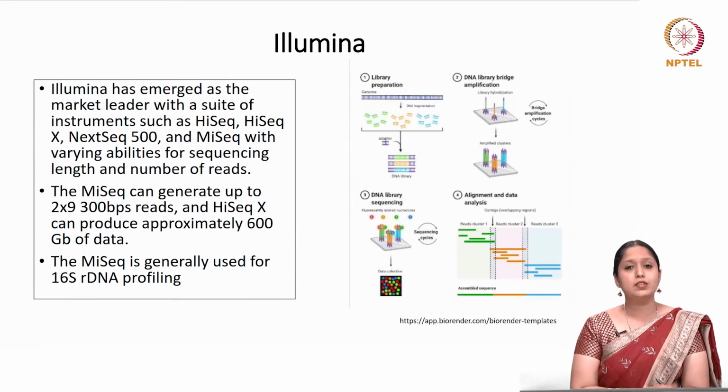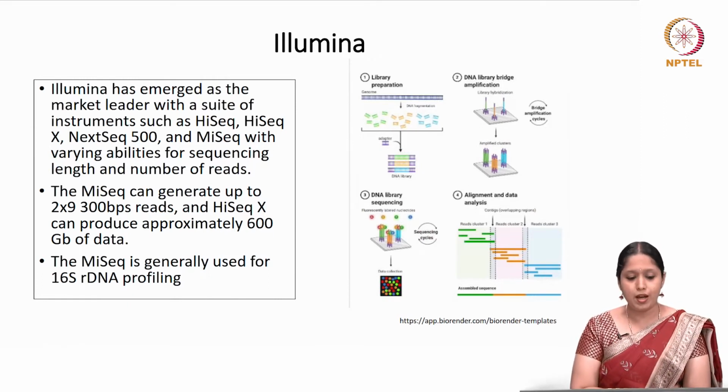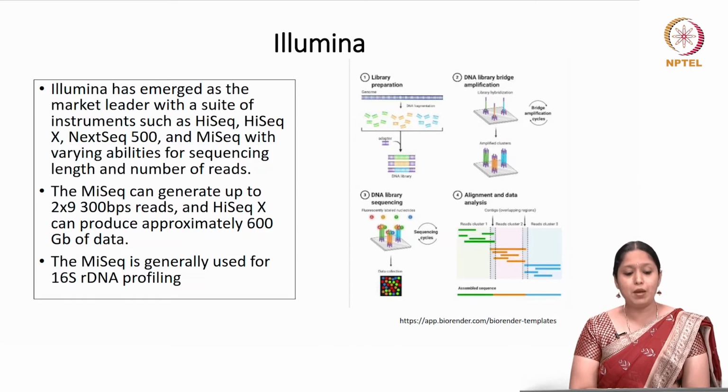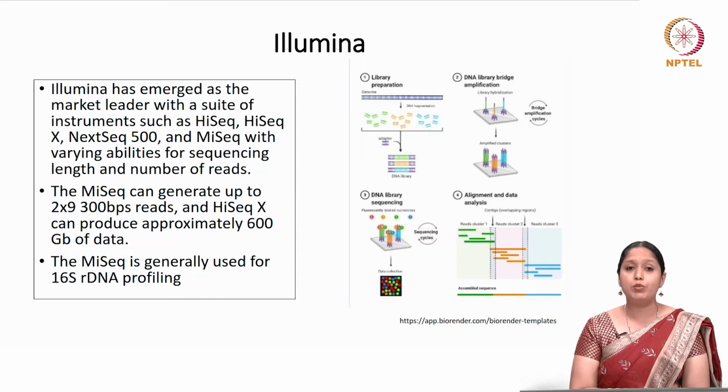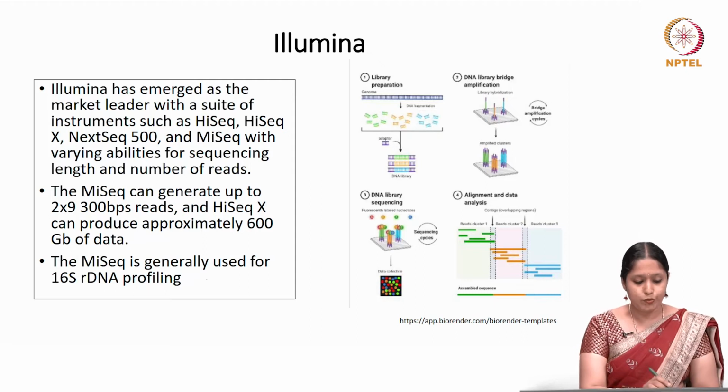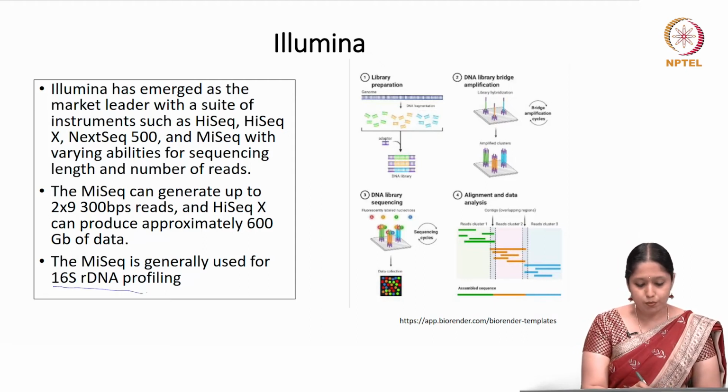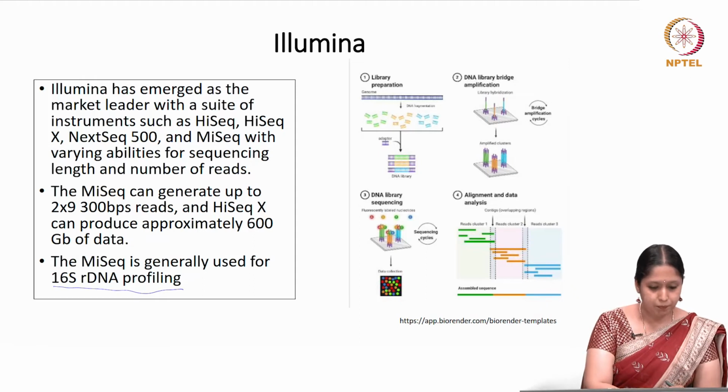The next type of next generation sequencing methodology is Illumina. Illumina has emerged as a market leader with a suite of instruments such as HiSeq, HiSeq-X, NextSeq 500 and MiSeq, with varying abilities for sequencing length and number of reads. The MiSeq can generate up to 2 x 300 base pair reads, and HiSeq-X can produce approximately 600 GB of data. The MiSeq is generally used for 16S rDNA profiling. So this is about Illumina.